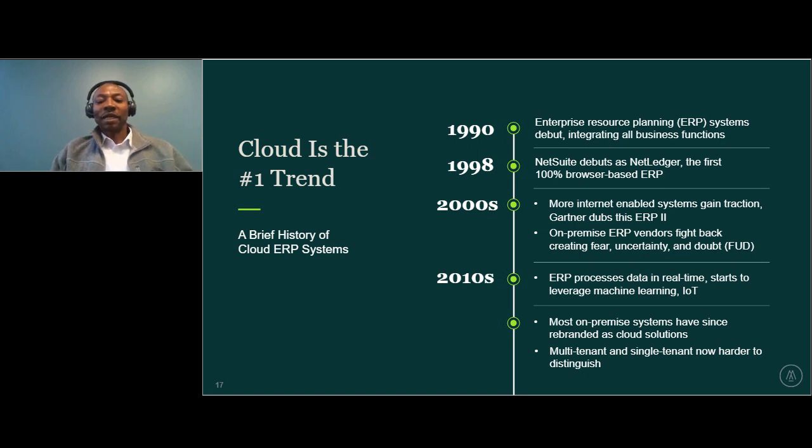And these cloud vendors started processing data in real time and started leveraging machine learning. And today, most on-premise systems have since rebranded as cloud solutions, making it harder to distinguish what is true cloud. These vendors offer multi-tenant and single-tenant, but not all cloud is the same.